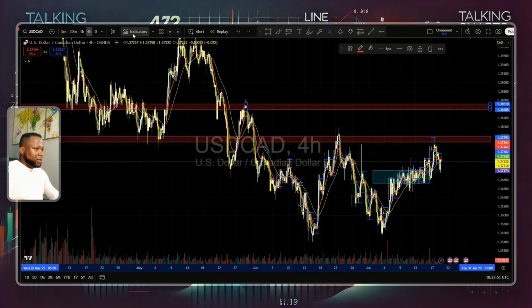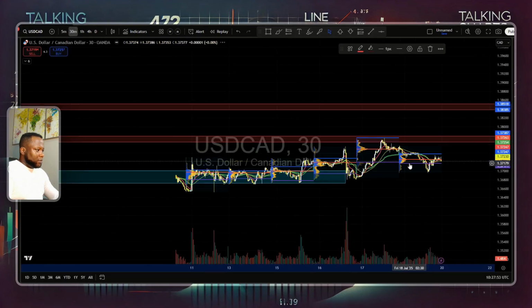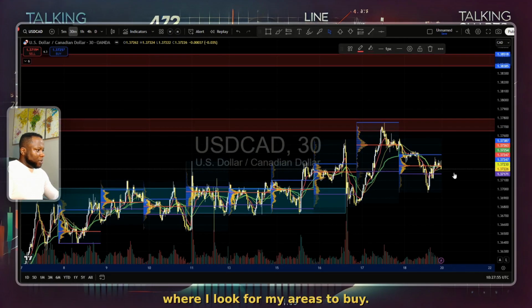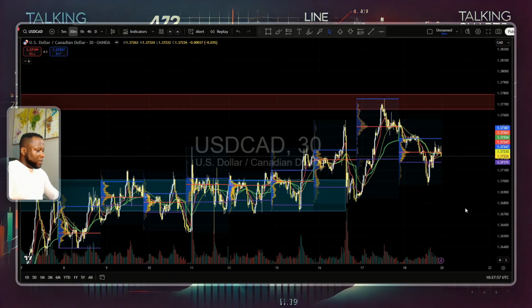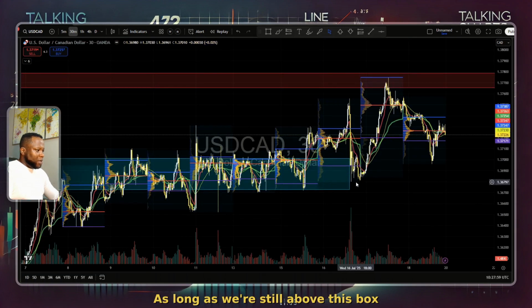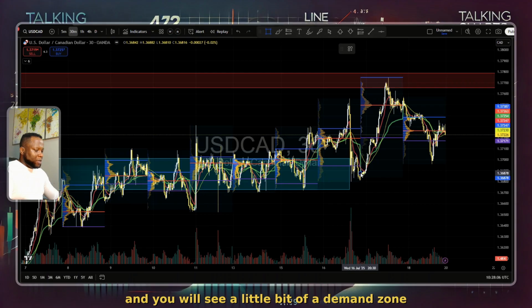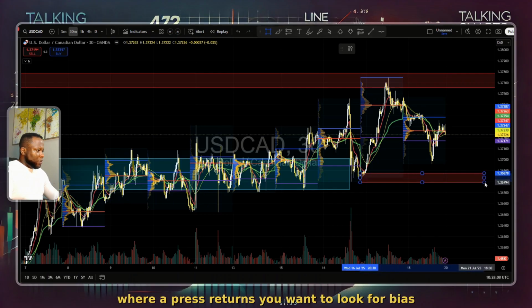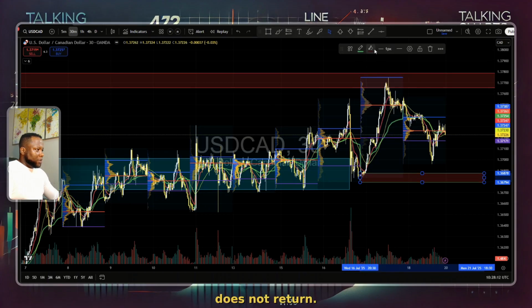above this resistance. Okay, on the 30 minutes, where I look for my areas to buy. As long as we're still above this box, we're looking for buys. So I can extend this box and you will see a little bit of a demand zone here where if price returns, you want to look for buys here. If price does not return, well, then we're going up.